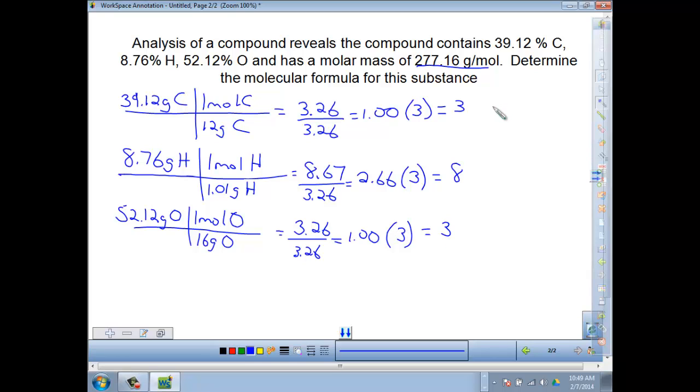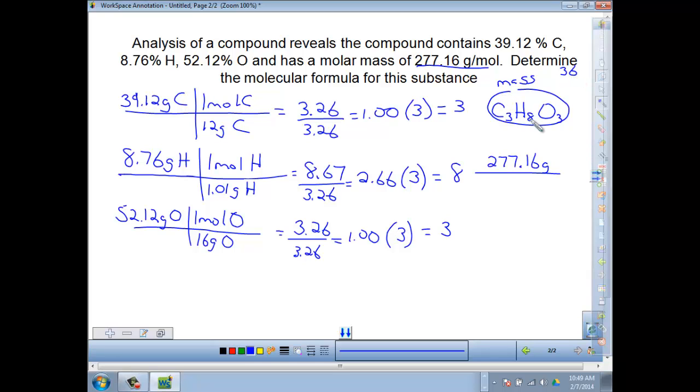So my empirical formula is going to be C3H8O3. So I go to my next step. It says take the molar mass, 277.16 grams. We're going to divide it by the empirical formula mass. So I need to get the mass of this thing right here. I have to figure out what the mass of C3H8O3 is.